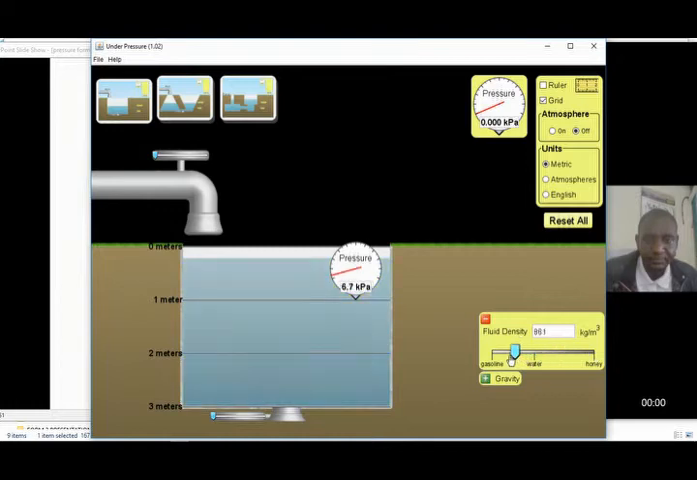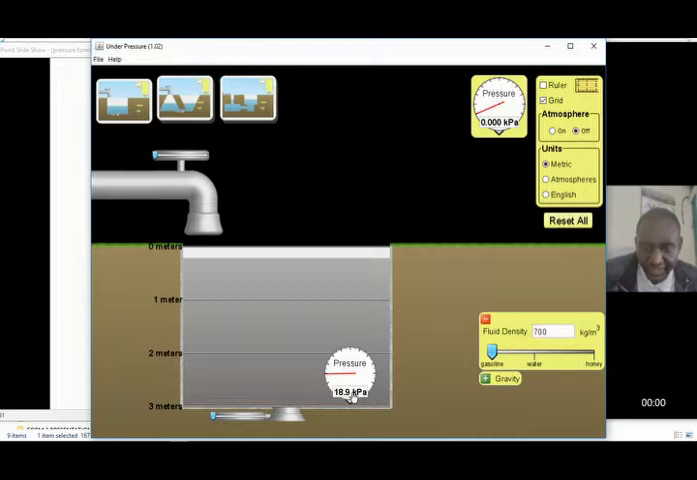I don't know whether you are noting something. Look at the density. The density of gasoline is 700 kilograms per meter cubed. Pressure here is 5.4. As we increase the density, what happens to the pressure? Pressure also increases. An increase in density increases pressure. The values of density are increasing. We can also change the level. Go to the bottom. At the bottom, for the case of gasoline, you experience 18.9. For water, the density is 1,000.